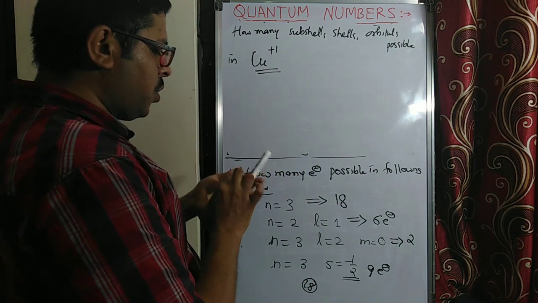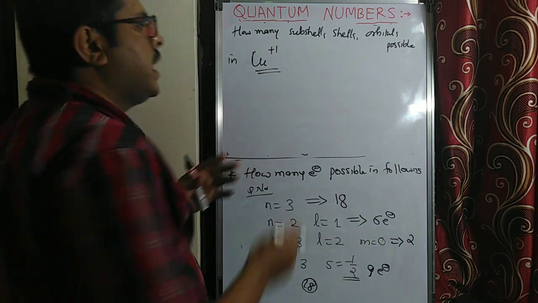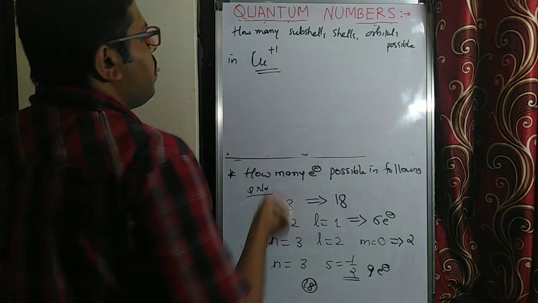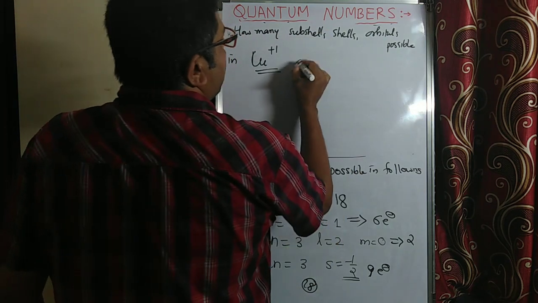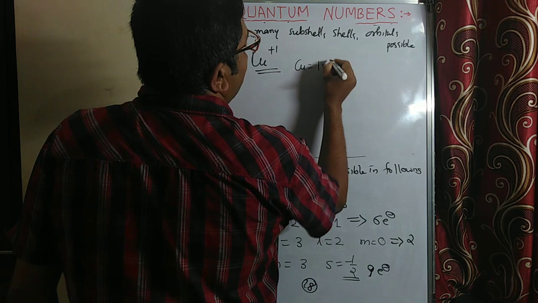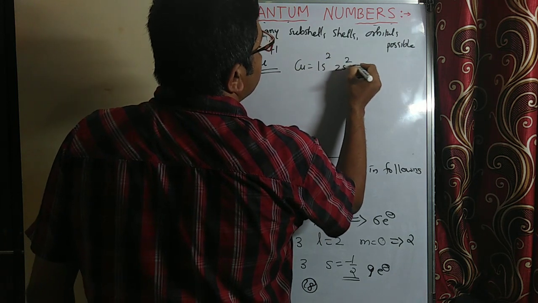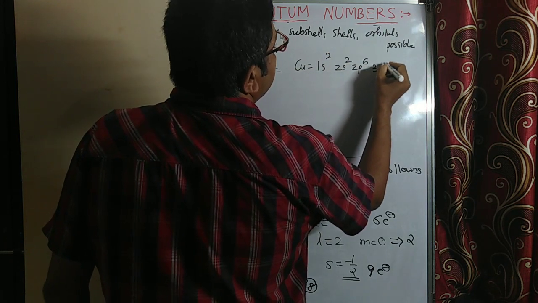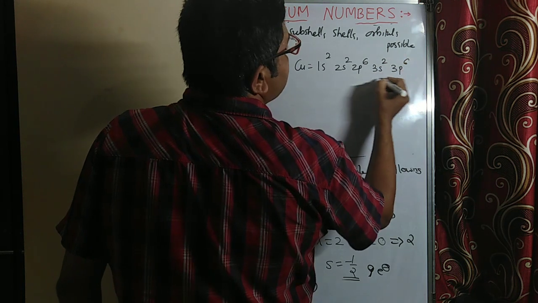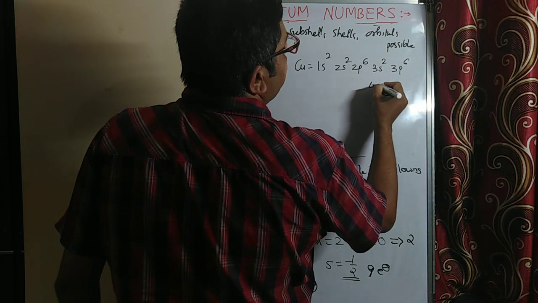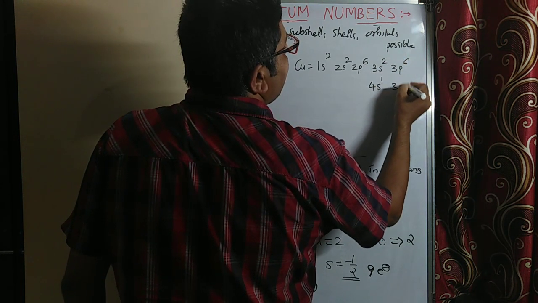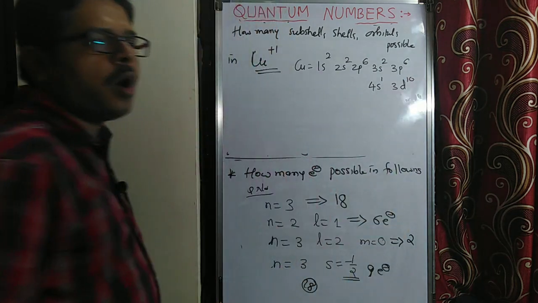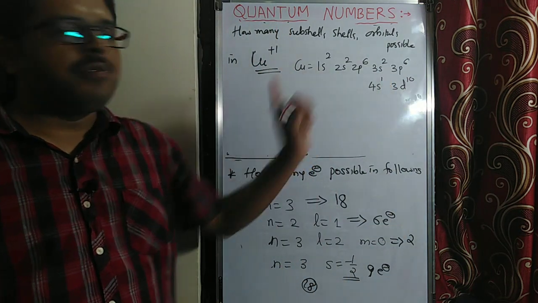First we have to write copper. I will not give the options now; I will directly explain how to calculate. You have to write the copper plus 1 configuration. What is the copper configuration? You have to write 1s2, 2s2, 2p6, 3s2, 3p6, 4s1, 3d10. This is the configuration of copper. It is an exceptional configuration, so I have written 4s1.